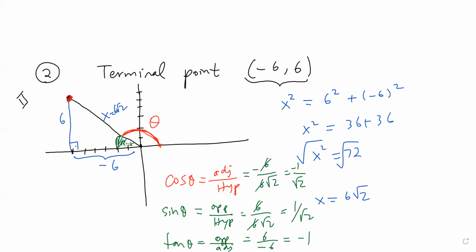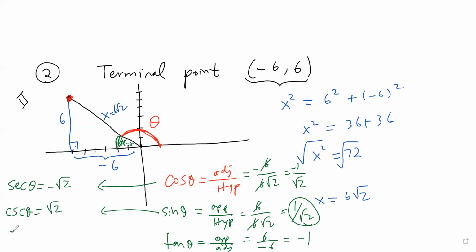Okay, and then the other functions are just going to be the reciprocals of these. For instance, secant is the reciprocal of cosine. So you just have to flip the fraction, which is negative root 2. And then the opposite of sine is cosecant. So cosecant theta is just going to be the reciprocal of that fraction, which is root 2. And cotangent theta is the reciprocal of the tangent function, which will still be negative 1. So these are the values of the six functions if this is the terminal point.